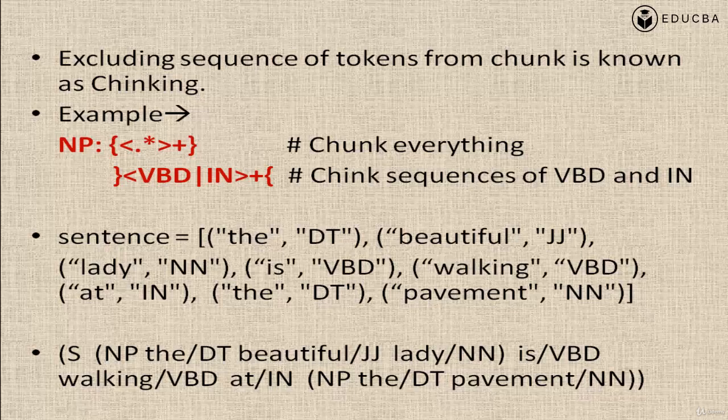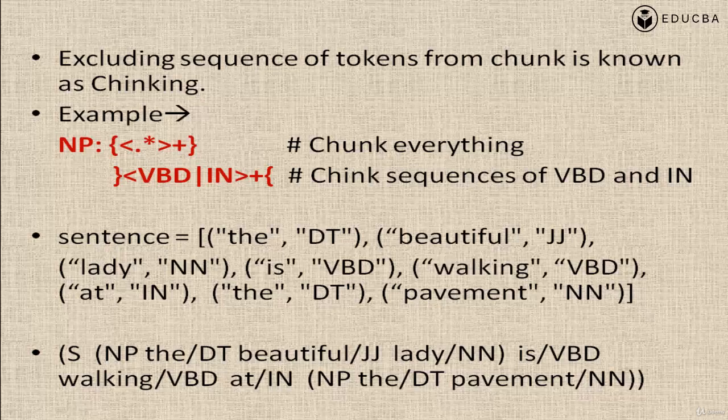So see the example. In this example we have a noun phrase. This is a simple tag pattern in which we have to chunk everything. See the first statement, in which we are showing that we have to chunk everything, that is, all the sequences of tokens, except some sequences, and those sequences which we want to exclude we will represent in the form of a chink, because we are applying the chinking process here. In this example we are chinking the sequence of VBD and IN. See the syntax: we have to use curly brackets but in the opposite direction. This is the way to write chink sequences.